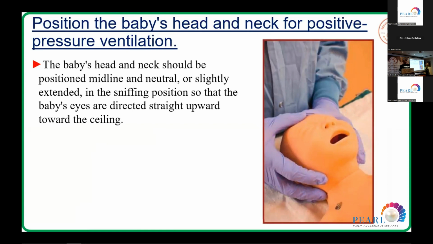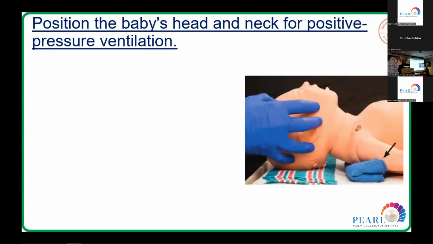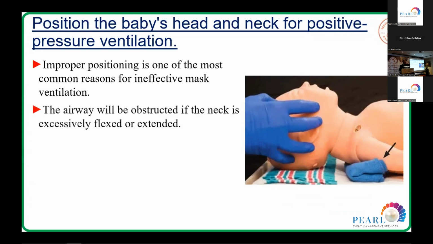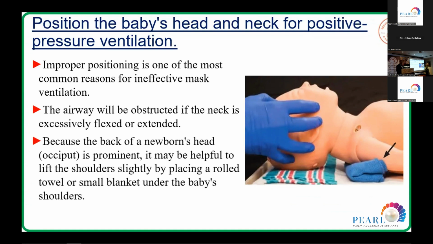The baby's head and neck should be positioned at the midline and neutral, slightly extended in the sniffing position, or as the baby's eyes are directed upward to the ceiling. Improper positioning is one of the most common reasons for ineffective mask ventilation. The airway will be obstructed if the neck is extensively flexed or extended. Because the back of the newborn's head, the occiput, is prominent, it may be helpful to lift the shoulders slightly by placing a rolled towel or small blanket under the baby's shoulders.